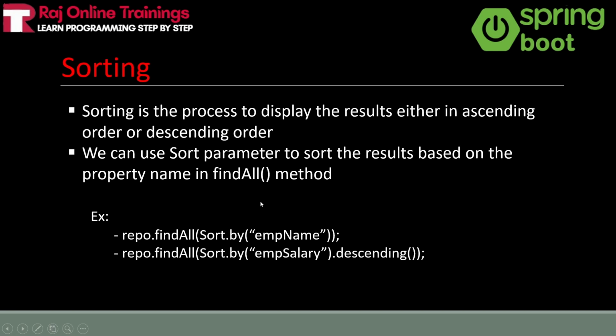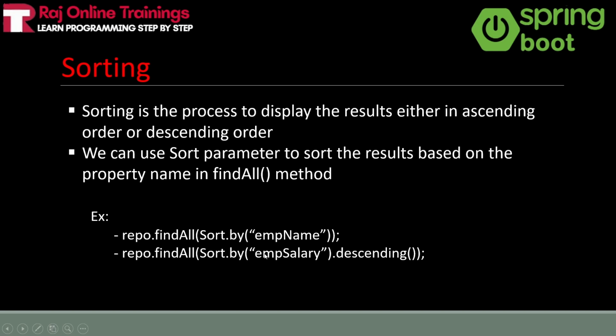To do sorting, we make use of the Sort parameter to sort the results based on the property name, and we use it in the findAll method. If you are sorting based on all the records present in the table, then we use the findAll method. We can use findXxx methods also in this case, but the sorting process remains the same. For example, you can see here repo.findAll(Sort.by("employeeName")). This employeeName is the property, so it is going to sort the results based on the property name, employee name, and by default it will be in ascending order.